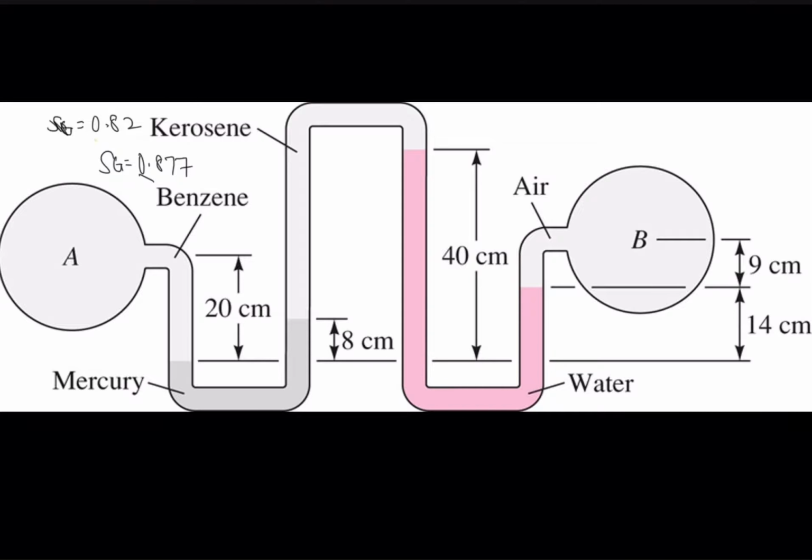The first thing you need to do is to draw the free body diagram of the simple manometer. Then the second step is to decide which way you want to go, whether you go from A to B, in other words from left to right, or from right to left.